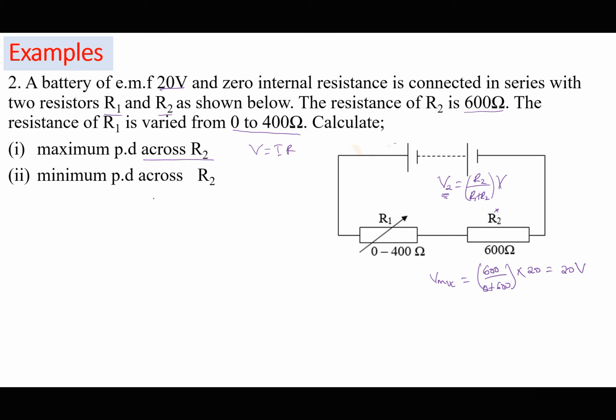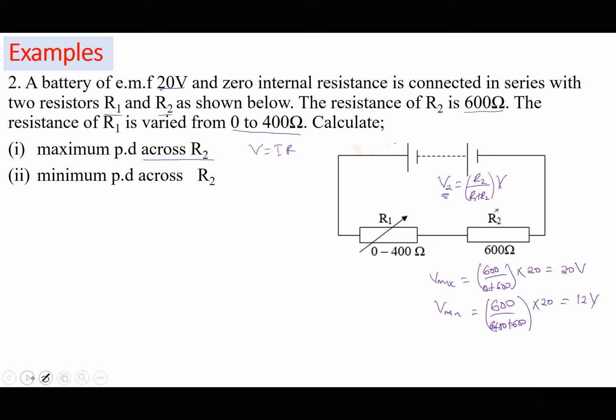Then if I want minimum PD across R2, then the denominator should be maximum. So for V to be minimum, the denominator should be maximum, and the denominator should be maximum if R1 becomes maximum. So this would be 600 over 400 plus 600 times the voltage supply, which is 20. So 600 over 1000, then times 20, I think this gives us 12.